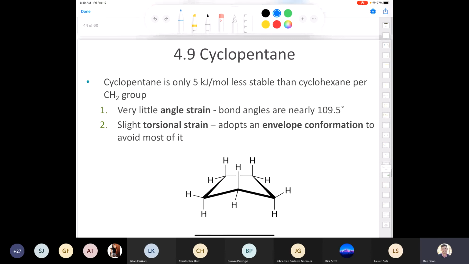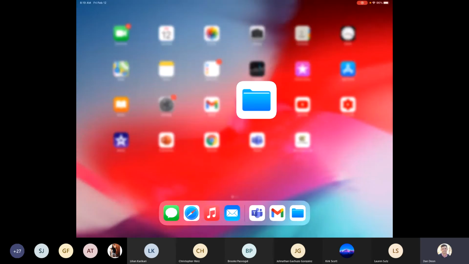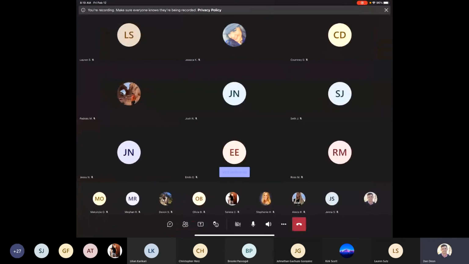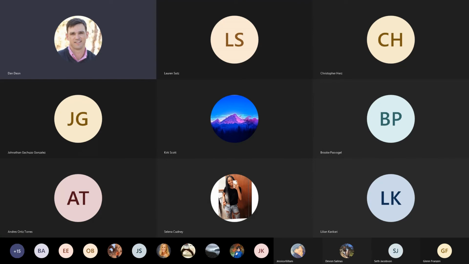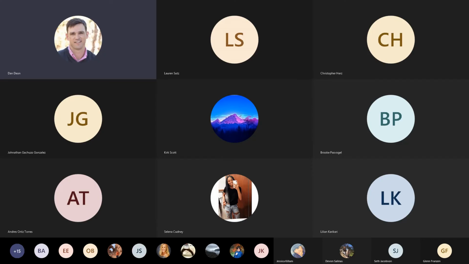Well, when we get down to cyclopentane, I can make a model of that. It says there's very little angle strain. The bond angles are close to 109.5 degrees, but it does have some torsional strain, and it adopts this envelope conformation, what we call an envelope conformation, to try to alleviate that. Son of a gun, my model's snapping here. There we go. Just give me 1 second, and I'll show you a model of cyclopentane. Let's go back here. All right, so here's a model of cyclopentane.